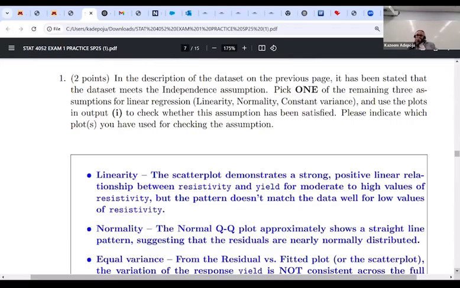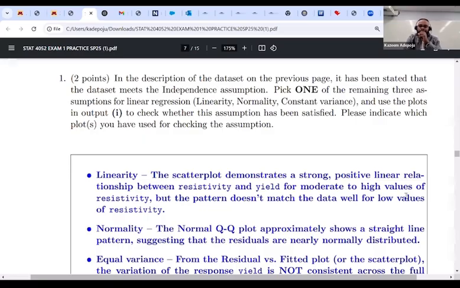In the description of the data set on the previous page, it has been stated that the data set meets the independence assumption. Now, let me tell you this: we don't test independence assumptions. Does that make sense? When we are collecting our data, we have a way to ensure that observations are independent. So if I want to make use of those plots, I can only check for linearity, normality, and constant variance, with the assumption that my data are independent.